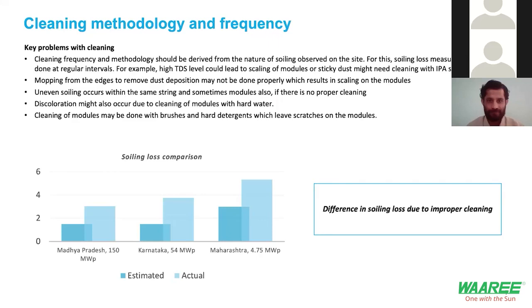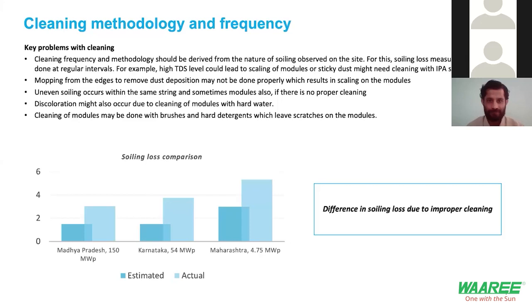could lead to scaling on modules. So there is a scaling deposition that we see on modules, which can be cleaned with the IPA solution that is generally available in the market. But if you find it at the right time, if the O&M processes are structured very well, then you are more likely to find it. Otherwise, they will skip it, and it will come up later when you see really low performance.